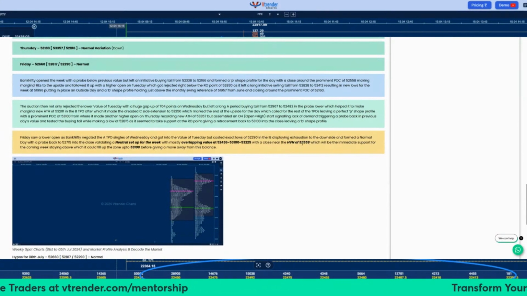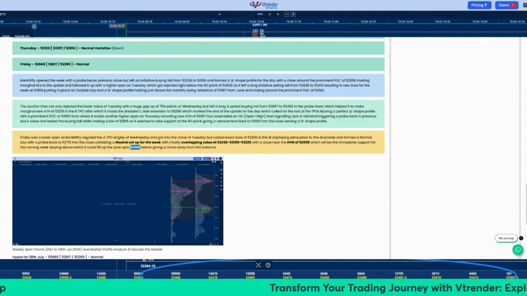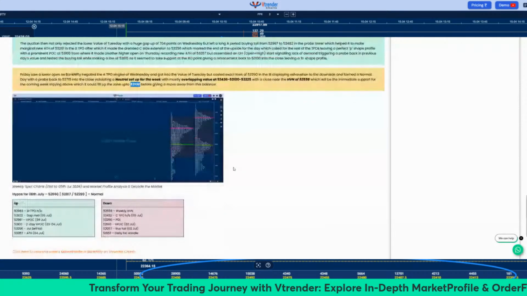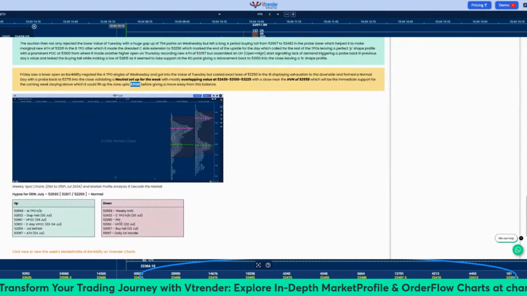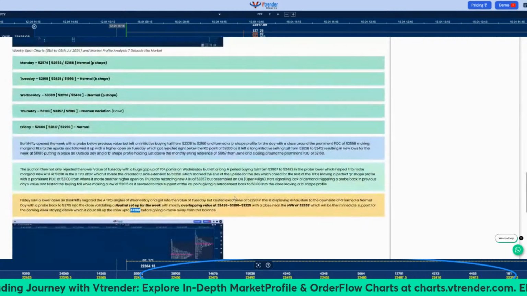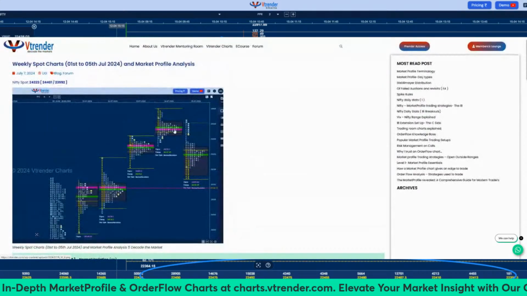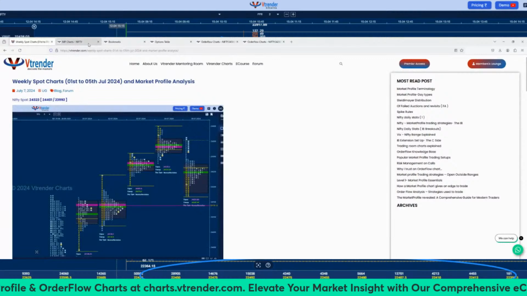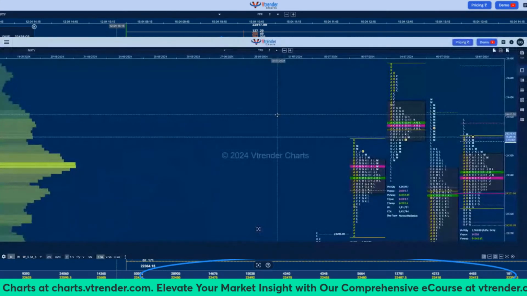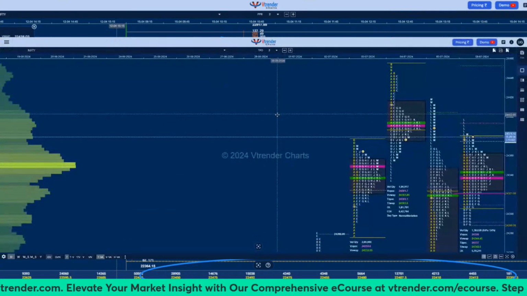So staying above this 52558, Bank Nifty can fill up the zone up to 53100 before giving a move away from this balance. So this is what was the weekly report, and these are the hypos which were given out for today. So this is what happened last week. So how did we open today, and what was the auction like in both Nifty and Bank Nifty?